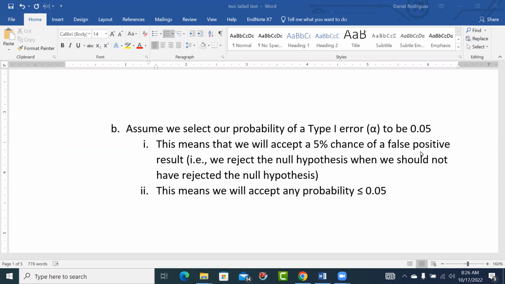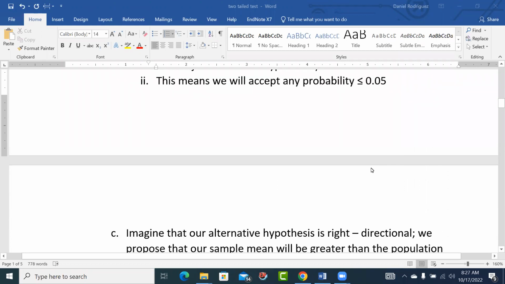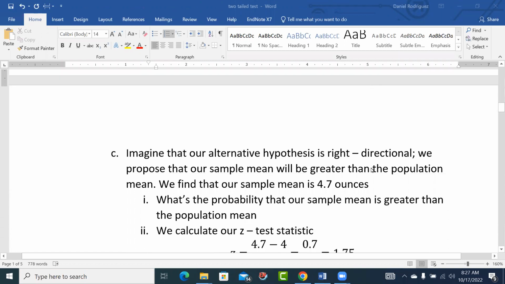So we can be wrong. I mean, we're not always going to be 100% correct. But how wrong is it okay to be? So we'll say, oh, it's okay to be wrong 5% or less of the time. So that means we will accept any probability of less than or equal to 0.05 as indicative of a significant difference between our sample and the population. So that's what the type 1 error rate, or alpha, means.